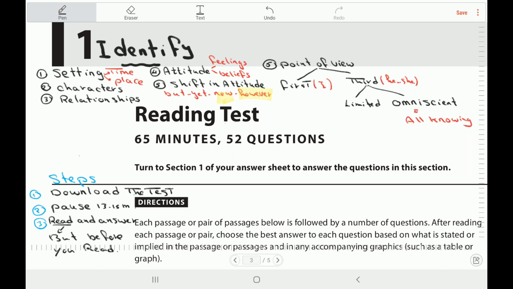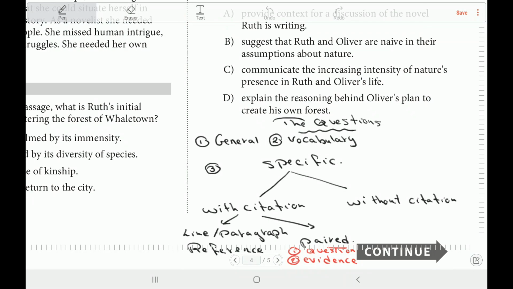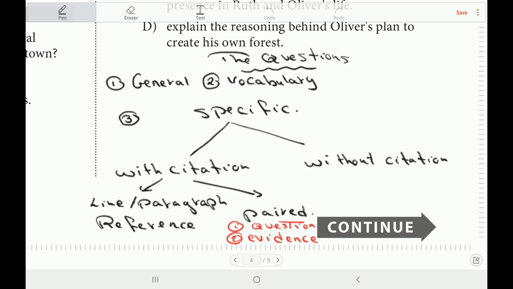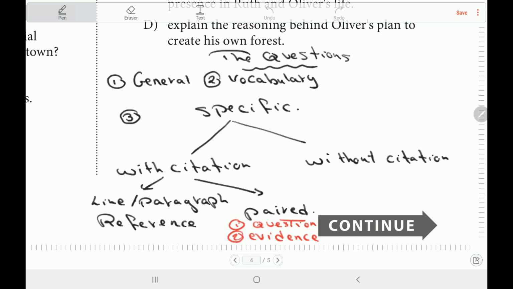Okay? Good. Next. While answering the questions, pay attention to, just to revise with you, the types of questions in the reading section. SET, EST. Okay, general questions, vocabulary questions, specific questions. And in the specific questions, you have questions with citation, which means you have a line reference or a paragraph reference. Okay, or you have just paired questions with evidence. The other one is a question without citation. You have no reference to anything.